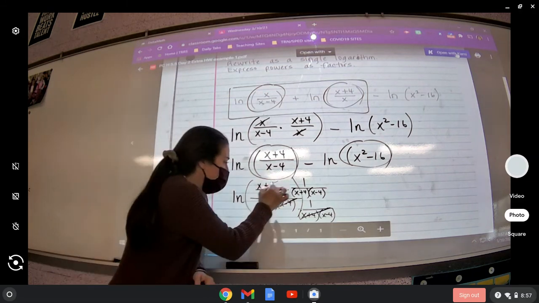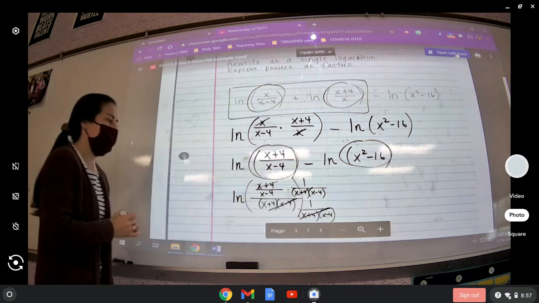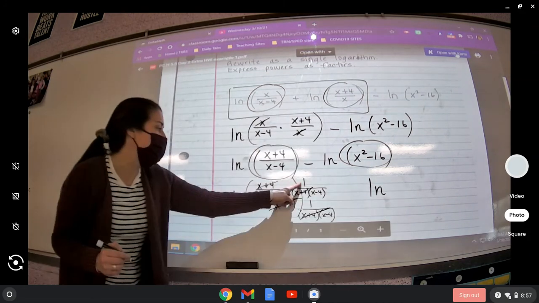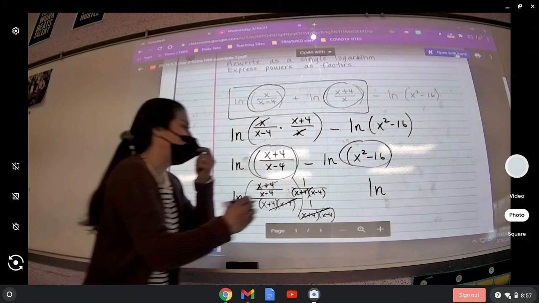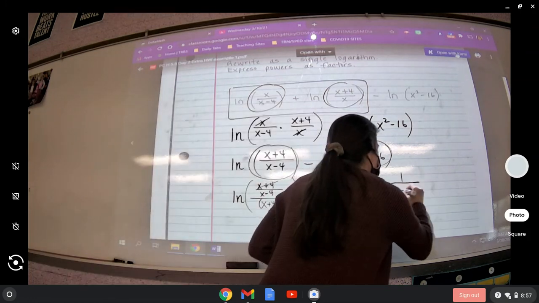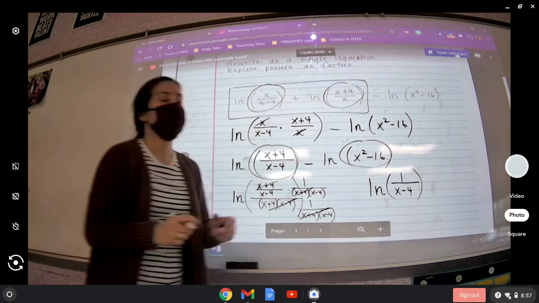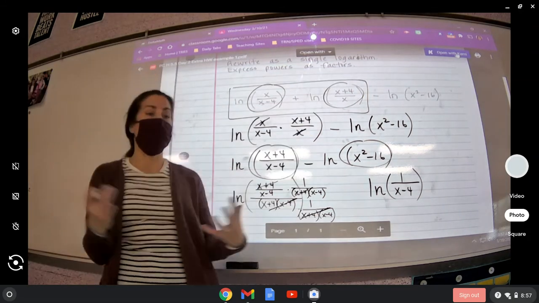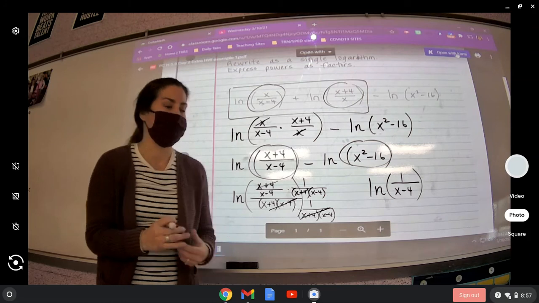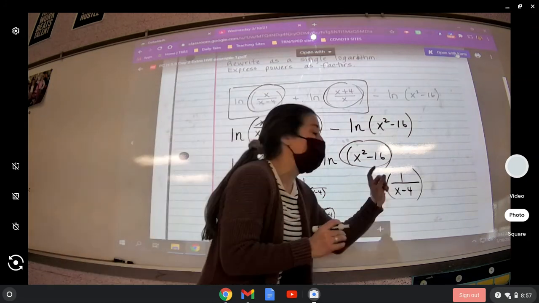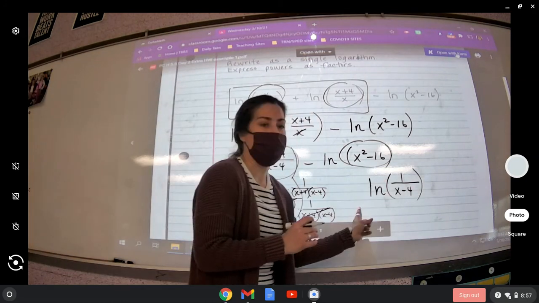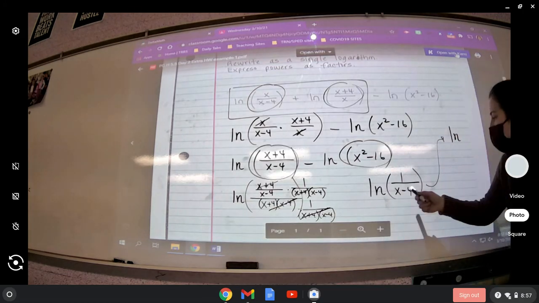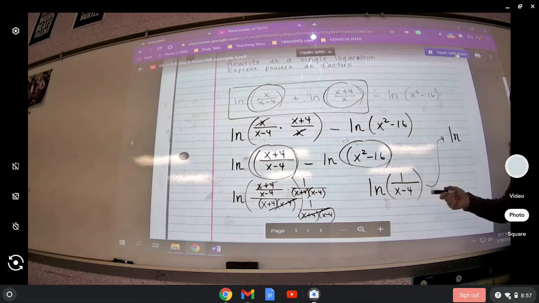All right, so what actually cancels? This cancels and this cancels. So I am now left with the natural log of 1 over x minus 4. Well, guys, if it wasn't for these directions, we'd be done. This is a simplified logarithm. I've put it all back together. Now I have to try to create one exponent that I can drop down in front. Well, guys, I can rewrite this as the natural log. Really, one's just a placeholder at this point.